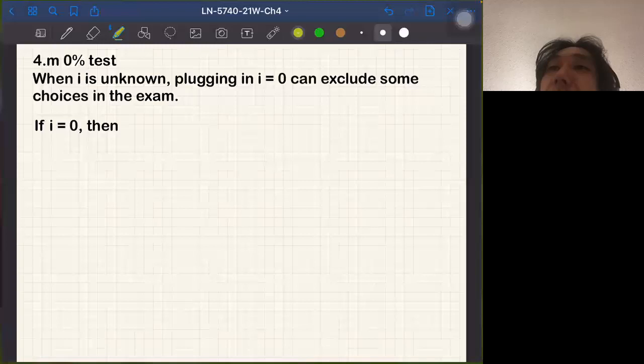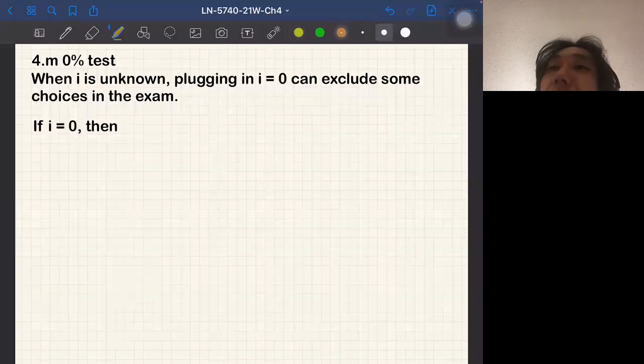Hi, the next section, the 4M, the 0% test. In some questions, the i is unknown, and we have to deduce some general property of the annuity. When i is unknown, plugging in i equals 0 can exclude some choices, especially in the exam.